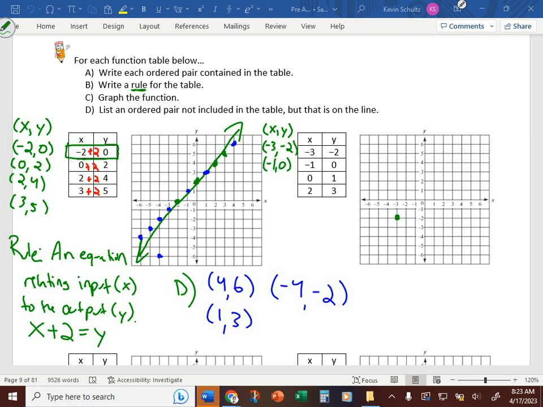Negative 1, 0 is our next ordered pair. Go ahead and plot that one. See if you can get it in the right spot. Negative 1 on x, 0 on y, meaning there's no vertical movement. Negative 1 on x, 0 on y. That's going to be right here.